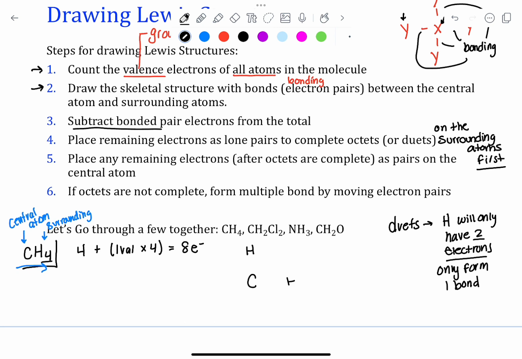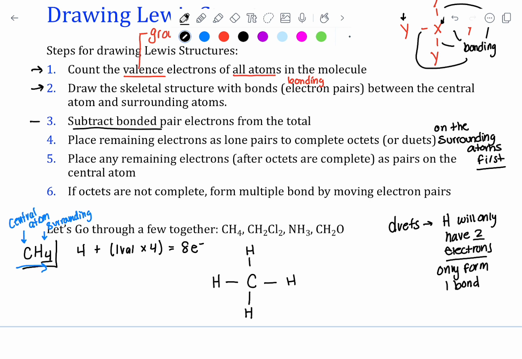Now these are Lewis structures, so I'm going to follow similar rules as my Lewis symbols, where I'm going to represent kind of like a square. I'm going to put those hydrogens on all 4 sides of my carbon square, right? So we put them one on each side, and then we're going to connect them to our central atom using bonds.